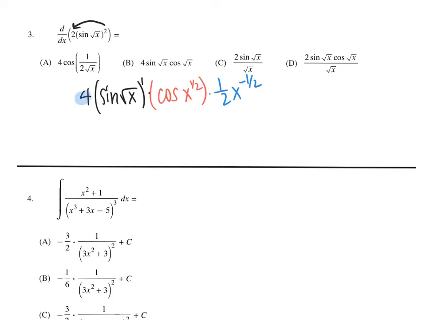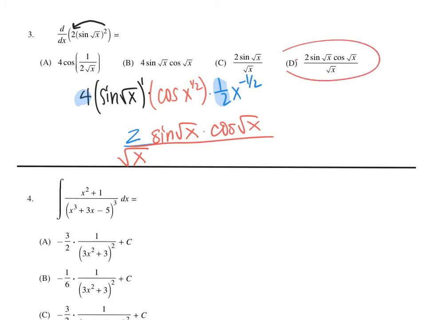That's going to leave me with 4 times a half, leaving me with a 2. I've got an x to the negative 1/2 that I'm going to need to bring down and have it as x to the 1/2 on the bottom, which is the same as root x. And I still have a sine of root x and a cosine of root x in the numerator. And that to me looks like D.